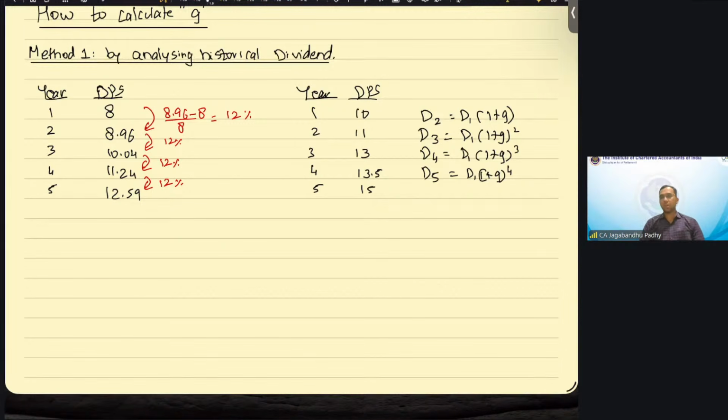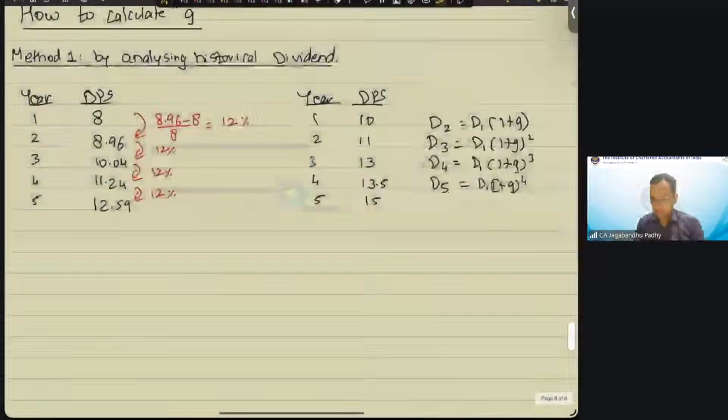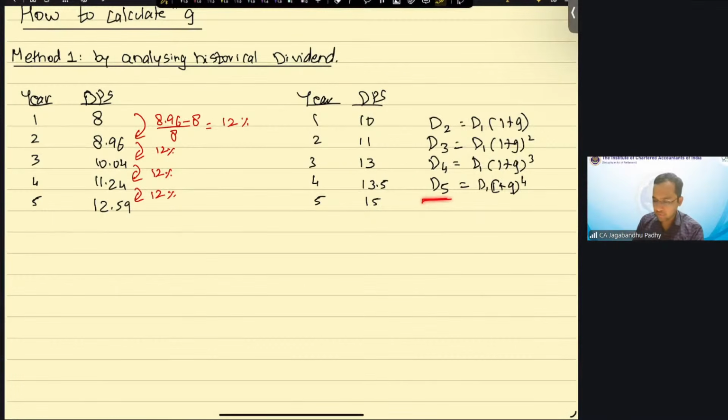So these are essentially your dividend numbers. You calculate D5 as D1 into 1 plus growth raised to 4. Now, when you don't have a clear-cut idea about the growth rate, or you can't see a consistent pattern of growth, then I'll have to use this generalized form to calculate the growth rate. So I'll simply say my dividend in the fifth year is 15.